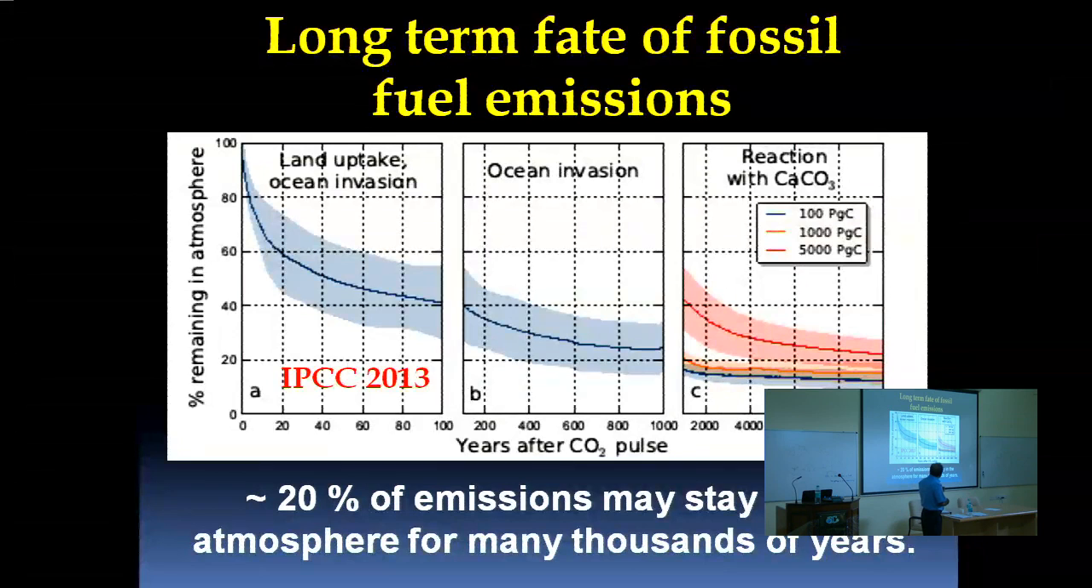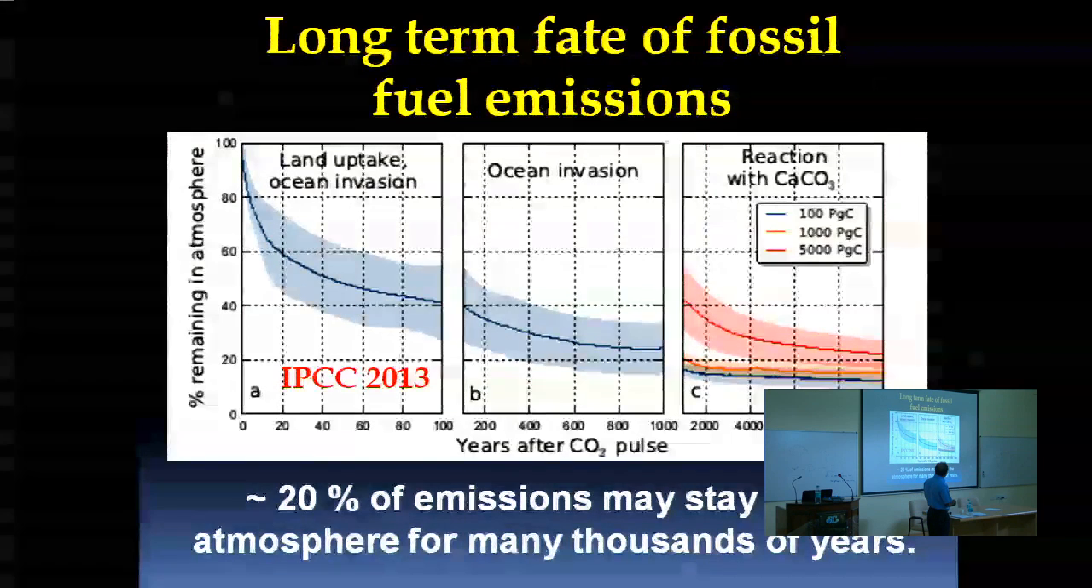Of course, there is still time. If you allow 1,000 years, you can see that another 20% will be removed by the oceans. So, on about a 1,000 year time scale, nearly 80% of the carbon will be taken up by land and ocean. But this is for small emissions. If you do large emissions, like here, this is for 1,000 petagram of carbon emission, and this is for 5,000 petagram of carbon emission.